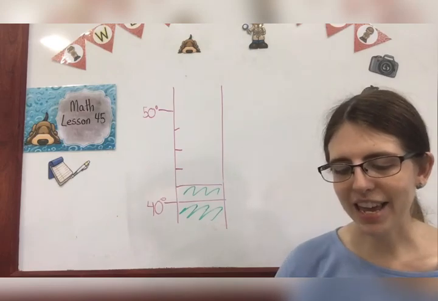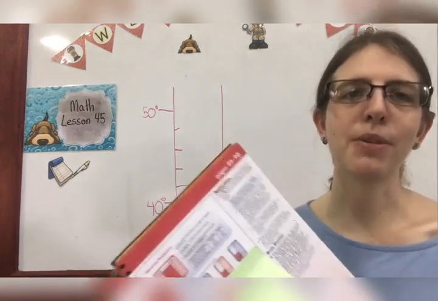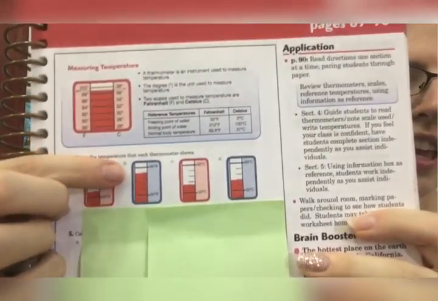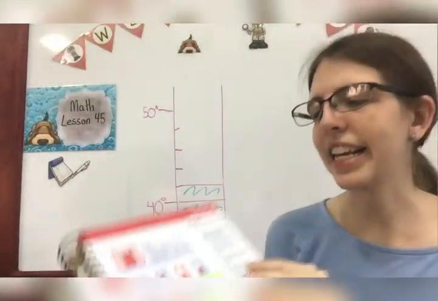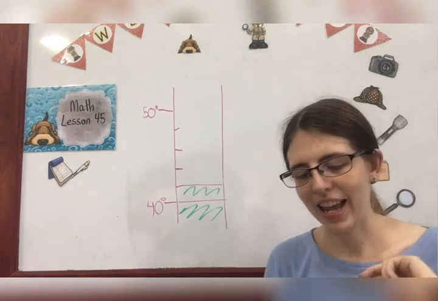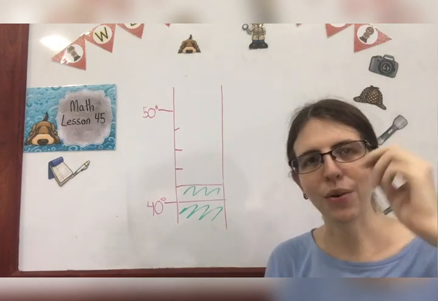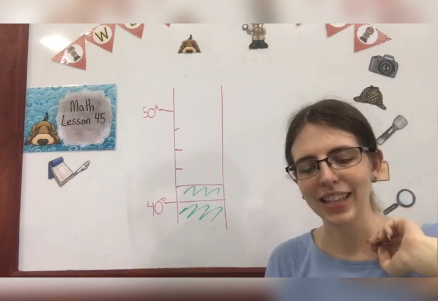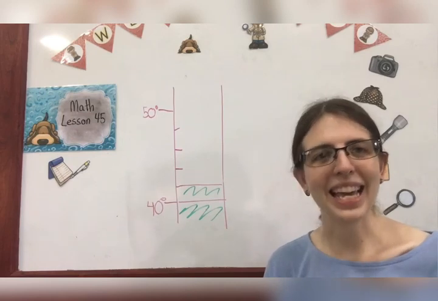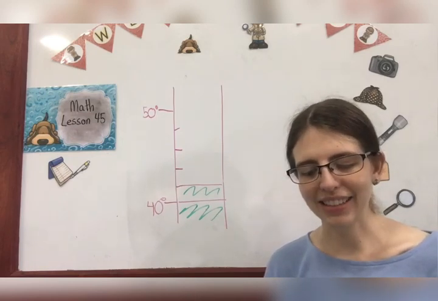Look at letter B. It's in between 90 and 80. Count up your marks. 82, 84, 86, 88. So letter B is 88 degrees.